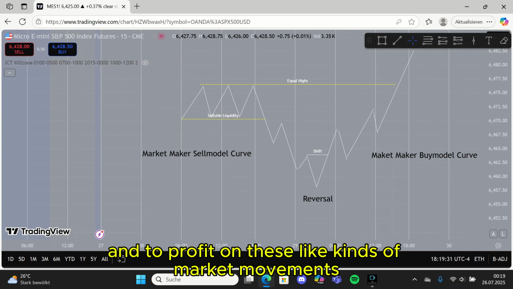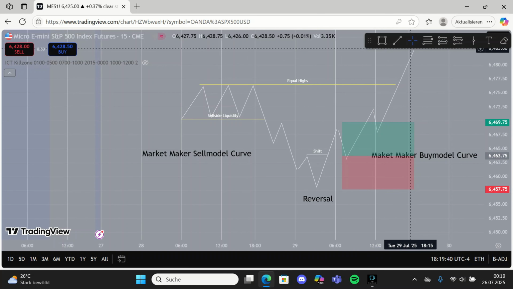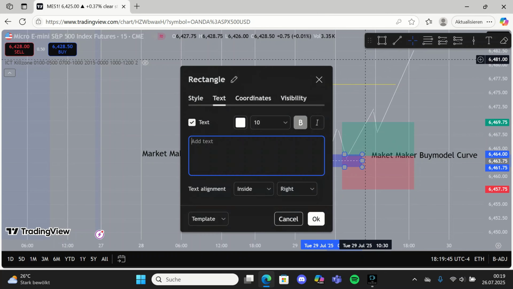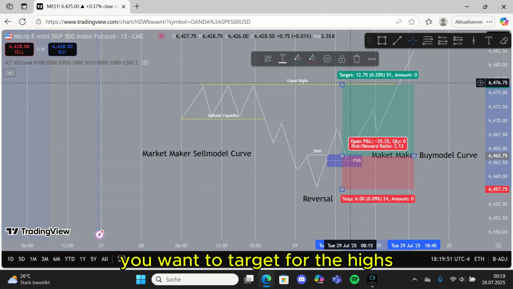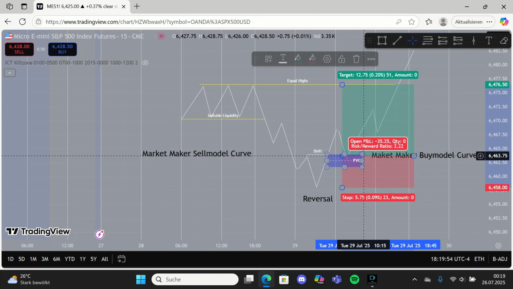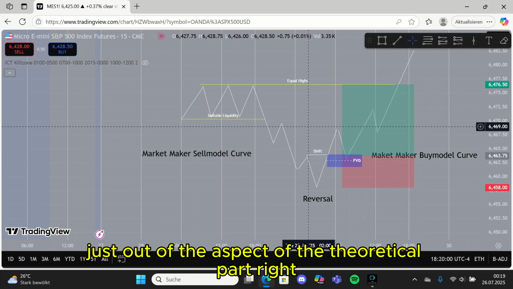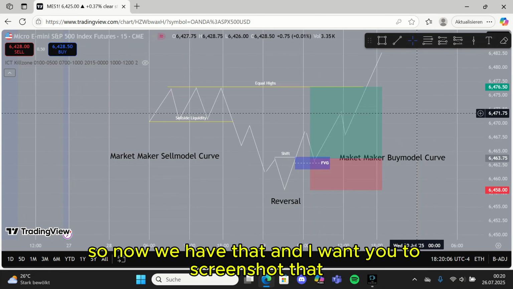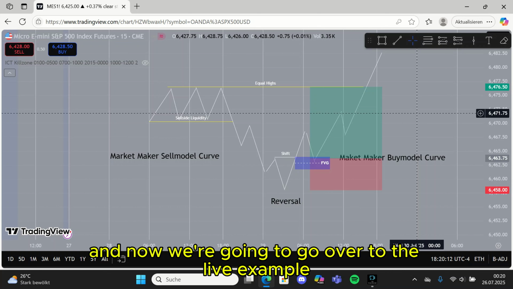And to profit on these kinds of market movements, you could buy right around here inside of a fair value gap, which is really important. Fair value gap. Right here, you want to target for the highs and put your stop loss below the low. And this is how to profit from that just out of the aspect of the theoretical part, right? So now we have that, and I want you to screenshot that so you can really look at it in the chart again. And now we're going to go over to the live example.